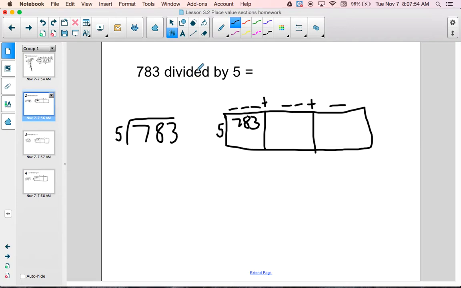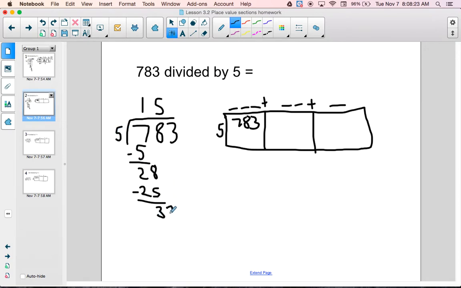783 divided by 5. Using the digit by digit method, 5 will go into 7 one time. 1 times 5 is 5. Subtract, you get a 2. 2 is less than 5, so we're good. Bring down your 8. 5 will go into 28 5 times. 5 times 5 is 25. Subtract, you get a 3. 3 is less than 5, so we're good.